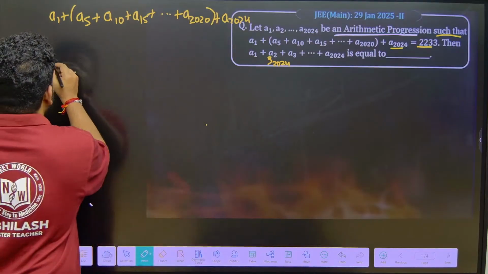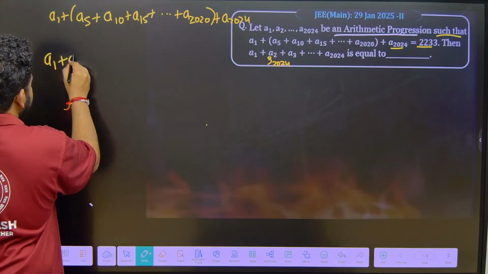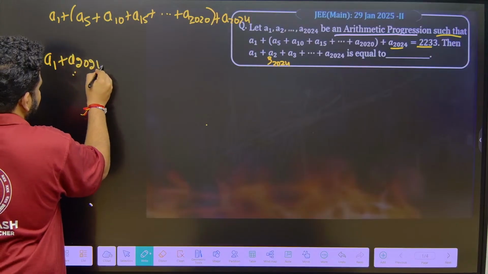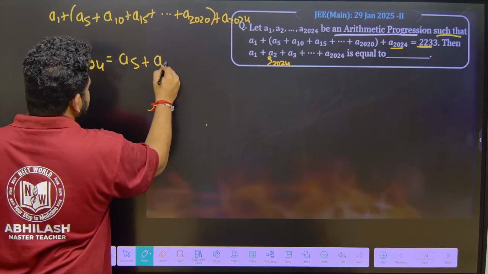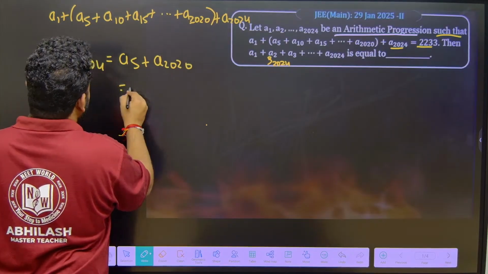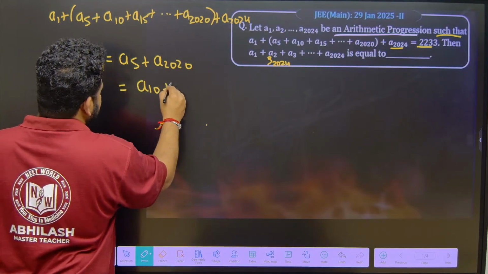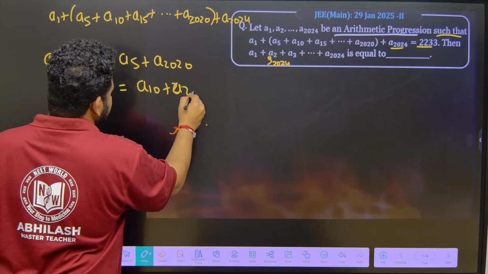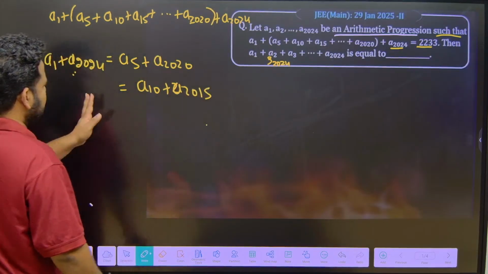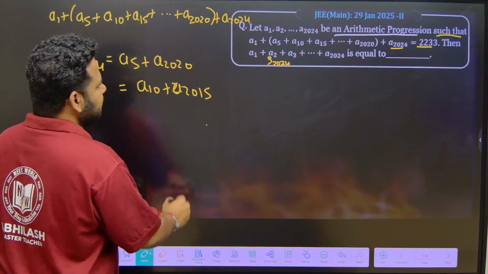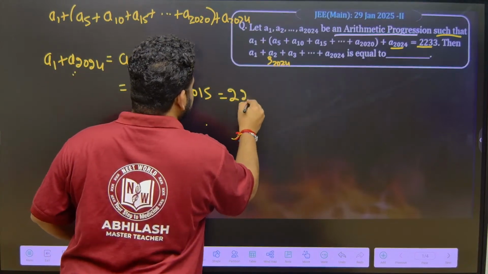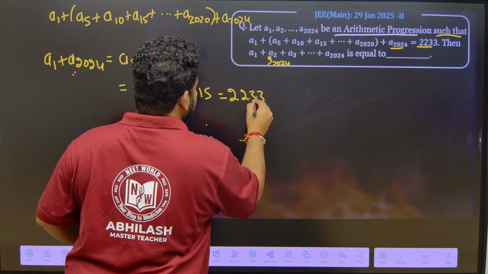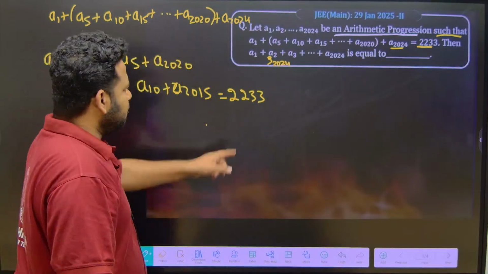So A1 plus A2024 will be equal to A5 plus A2020. This will be equal to A10 plus A2015, and so on. This total will be equal to what was given, 2233.